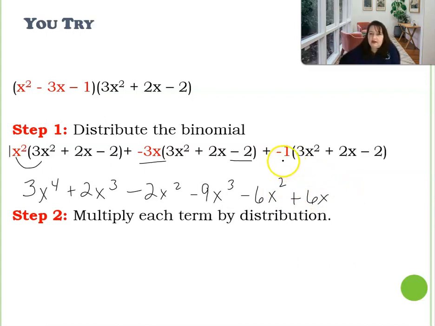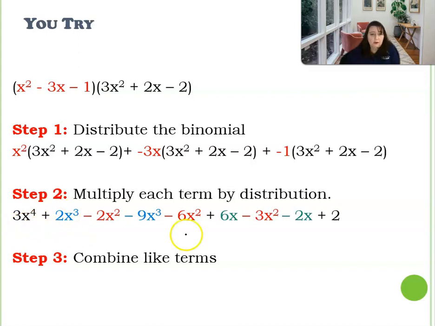So now I have a negative 1 times 3x squared. All this negative 1 is going to do is go in here and change the signs, that's it. So I'm going to end up with a negative 3x squared minus 2x plus 2. That's all that's going to do. So we're going to go to the next slide so we can see it a little neater, so you're not trying to read my handwriting. Sometimes it's not that great.